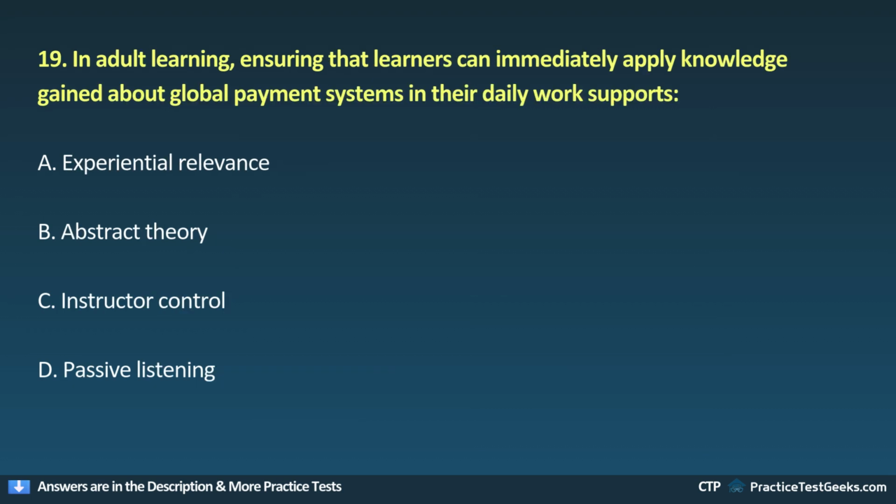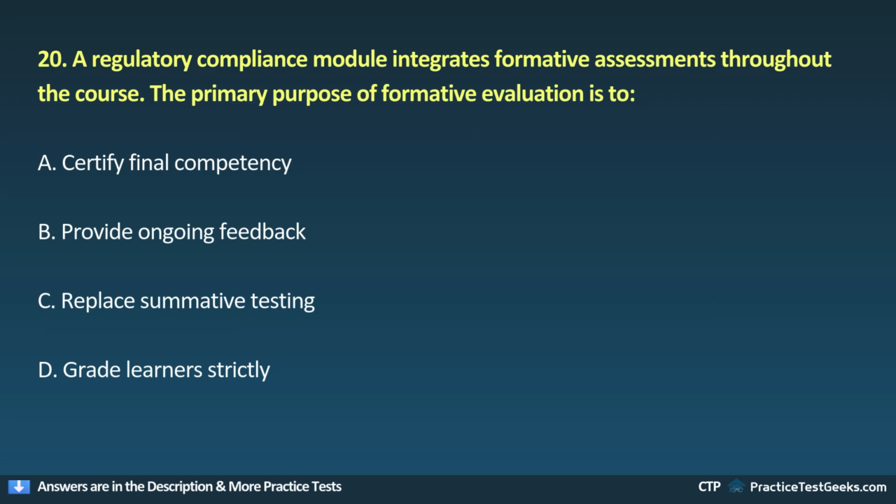19. In adult learning, ensuring that learners can immediately apply knowledge gained about global payment systems in their daily work supports A. Experiential relevance. B. Abstract theory. C. Instructor control. D. Passive listening.